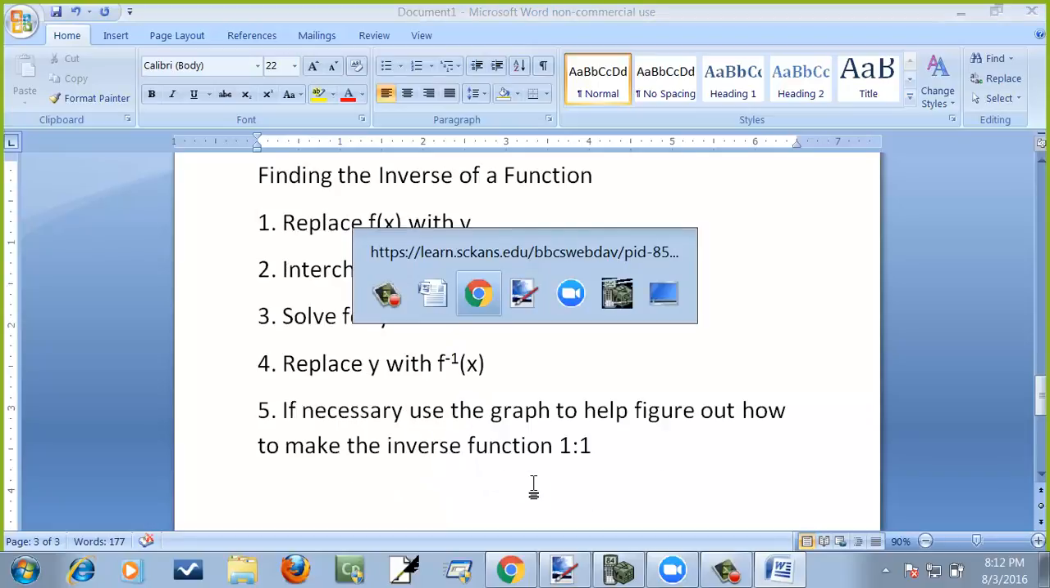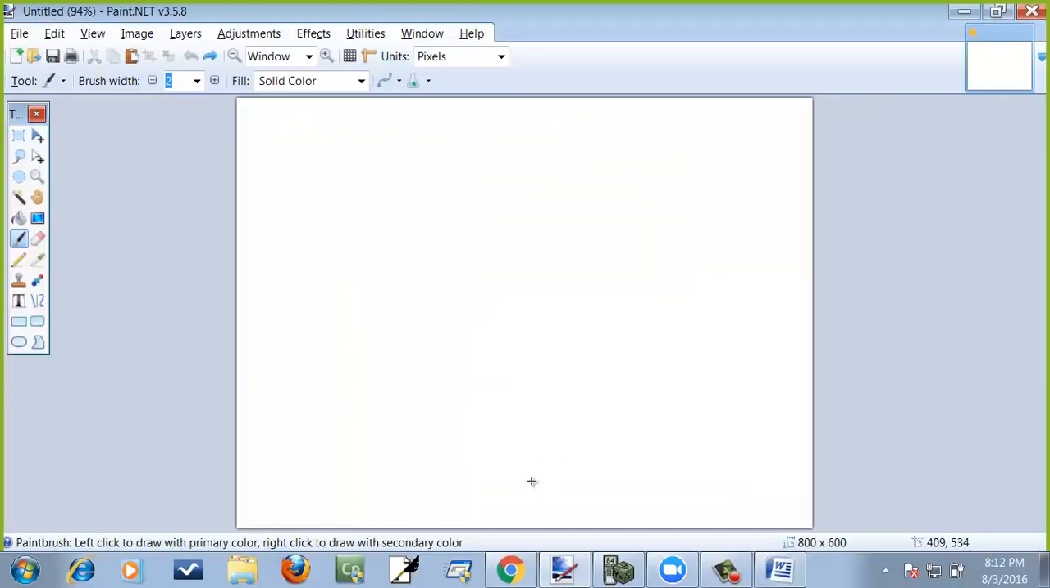So let's take a look at finding the inverse. We got f of x is equal to 1/3 x minus 4. Step 1, replace f of x with y. So you got y is equal to 1/3 x minus 4. Step 2, interchange x and y. Swap them. So we got x is equal to 1/3 y minus 4.